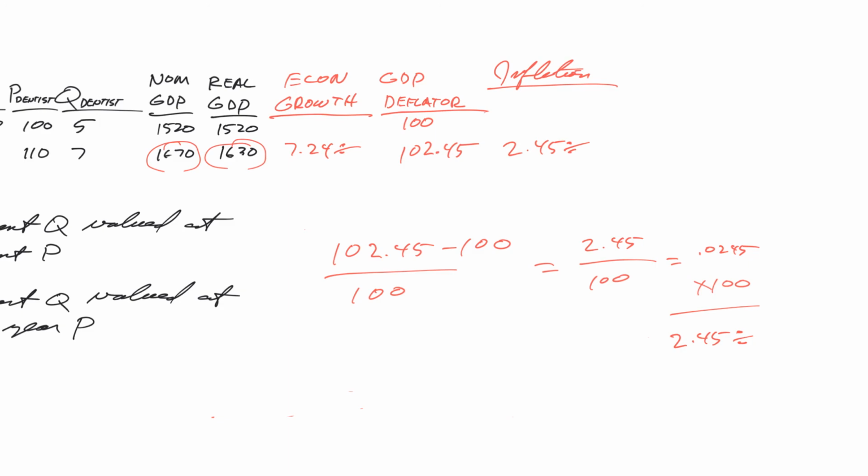Okay, that's it. And again, because this is actually taking place during year 2, it's from the end of year 1, which is when we know what year 1 GDP is, and the end of year 2 when we know what the year 2 GDP is. So this is actually taking place throughout year 2. So in year 2, we had dynamic economic growth of 7.24%, and we had an inflation rate of 2.45%. Okay, that's pretty much it for the number crunching here in this chapter.